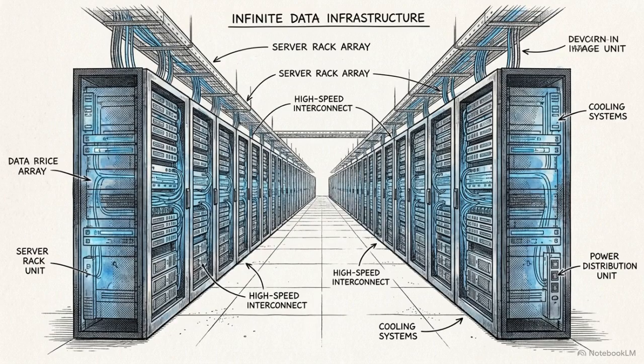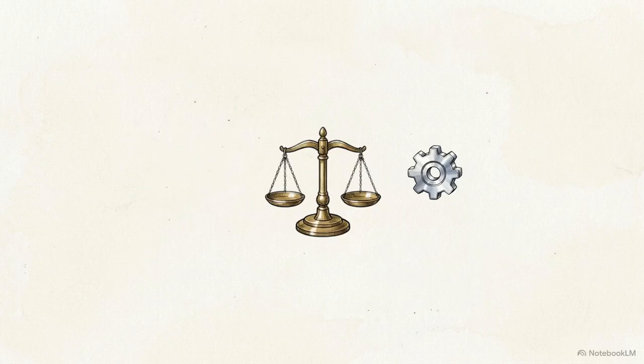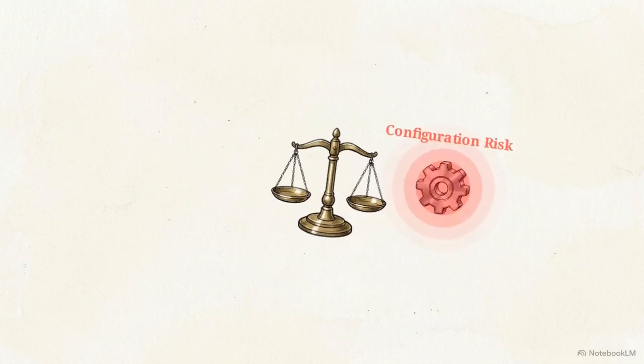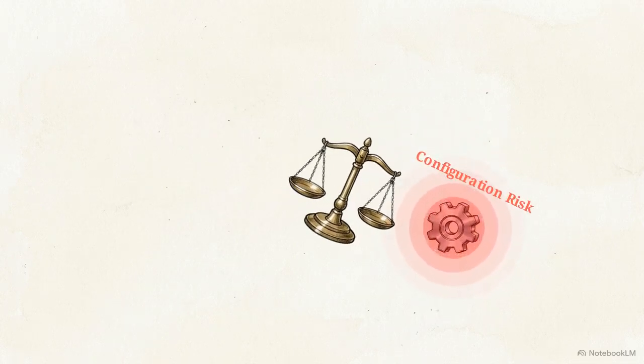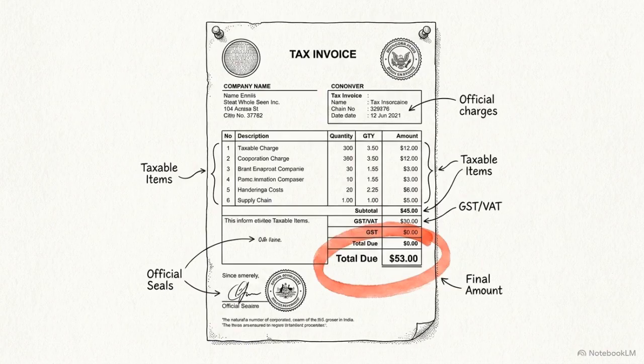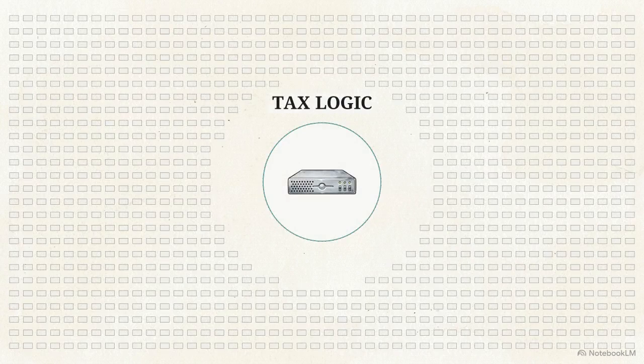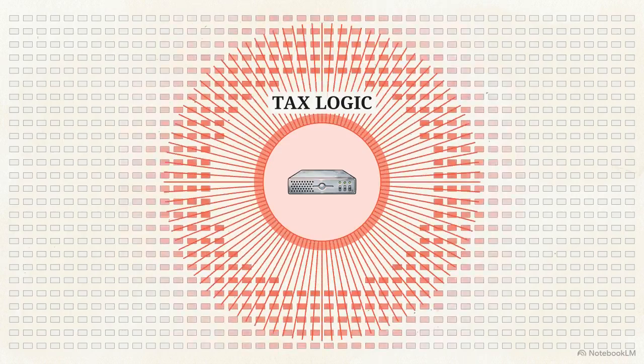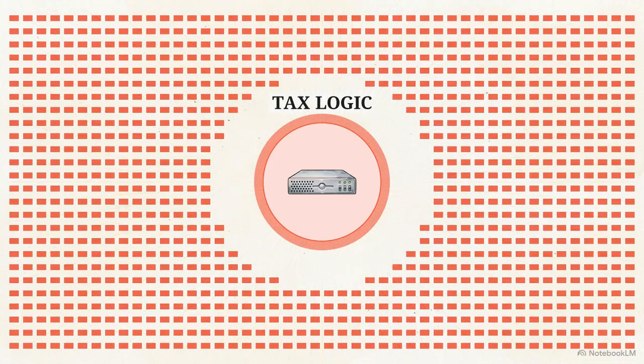This introduces a strict paradox regarding automation. IT systems are highly successful at removing random human math errors, but they introduce a severe configuration risk. If a human makes a mistake on a tax calculation, it affects one invoice. If the wrong tax rate logic is programmed into a centralized sales system, that exact same error will consistently repeat across hundreds of thousands of transactions in a matter of milliseconds.